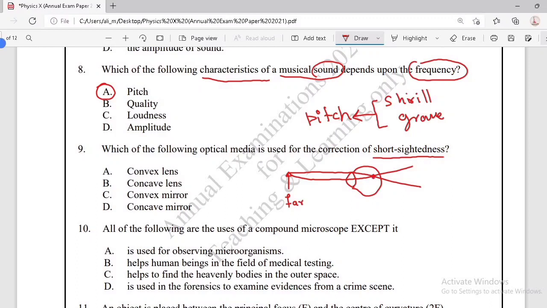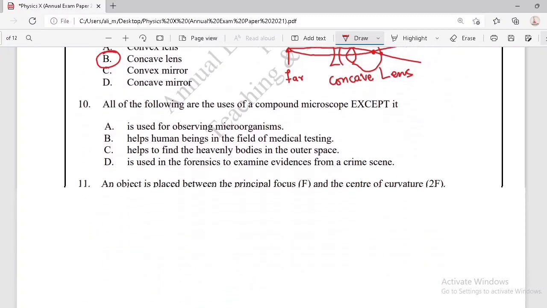The image is formed in front of the retina, and to correct this defect, we introduce a diverging lens in front of the eye to move this meeting point, or the position of the image, onto the retina so that the person can see clearly. This diverging lens is a concave lens, used to correct the short-sighted person when seeing the far object. So for question number 9, option B is the right answer.